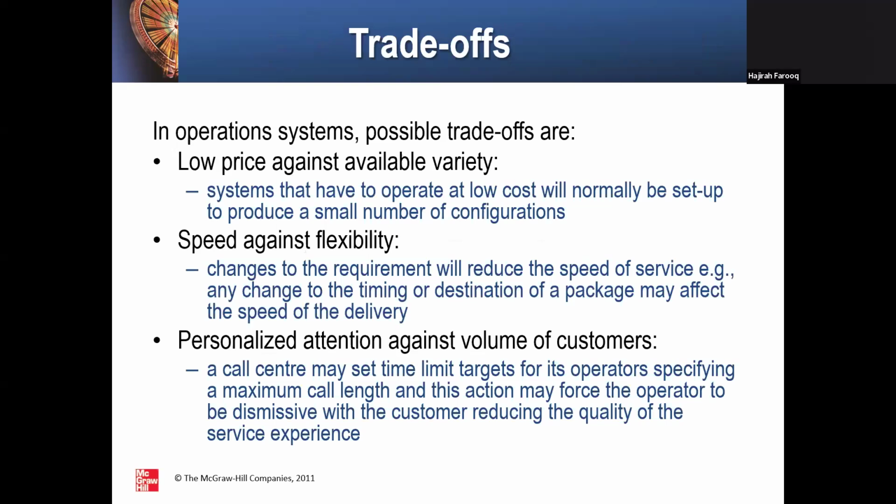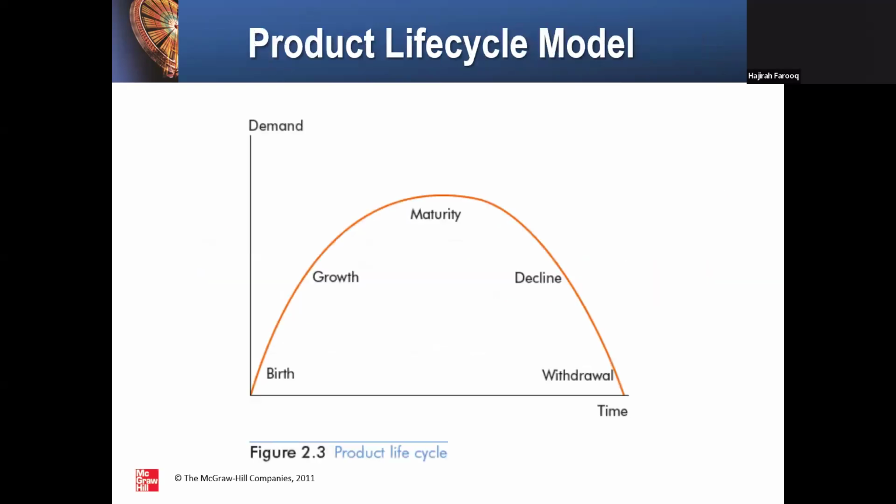Then we talked about different trade-offs. So basically, in operations systems, there are some possible trade-offs like low price against available variety, speed against flexibility, personalized attention against volume of customers.